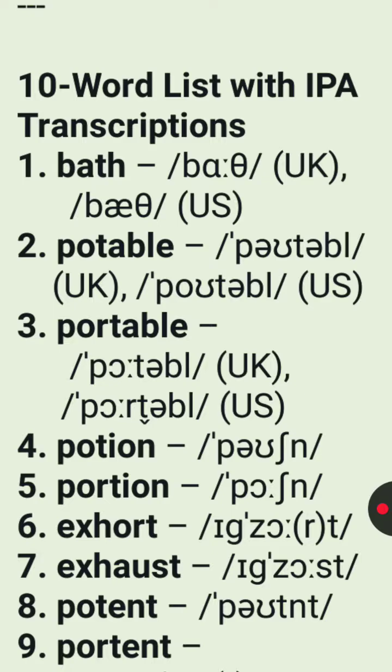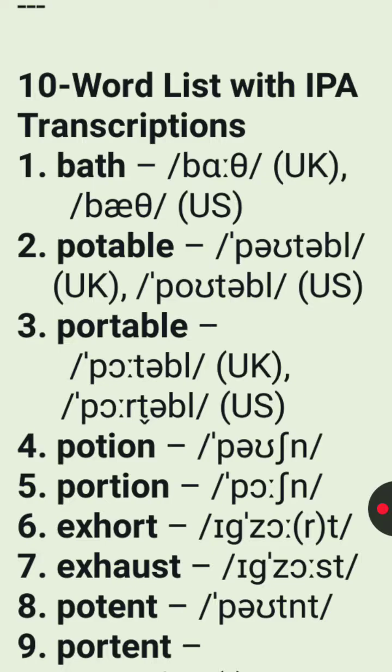Number 4 is portion. Number 5 is portion. You can see the transcriptions. In number 4, we have the O sound. In number 5, we have the long O sound. The O sound is a diphthong, while the long O sound is a monophthong.